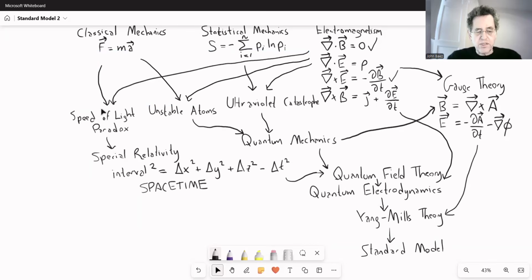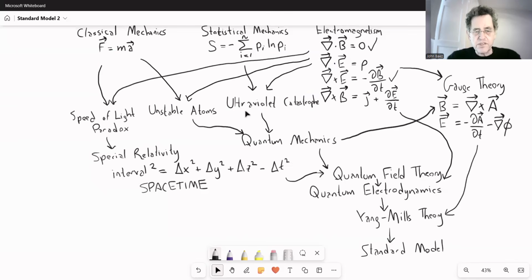There was a lot of experimental work in doing that, but here I'm focusing on the conceptual side of things. Namely, just by thinking about these three theories, you could have noticed that there was a speed of light paradox when you try to combine classical mechanics and electromagnetism. You get unstable atoms when you try to combine classical mechanics and electromagnetism. And you get an undefined situation when you try to study a box of light at a fixed temperature, combining statistical mechanics and electromagnetism: the ultraviolet catastrophe.